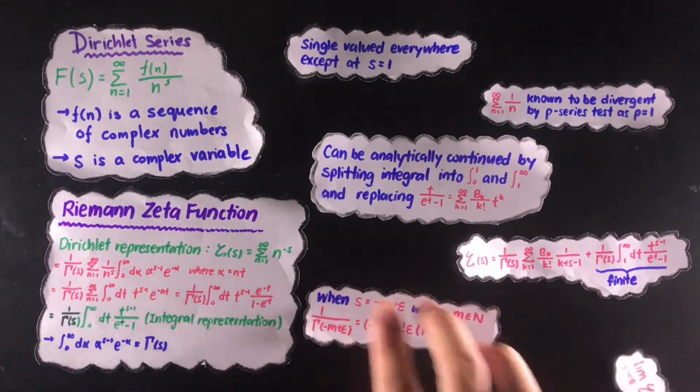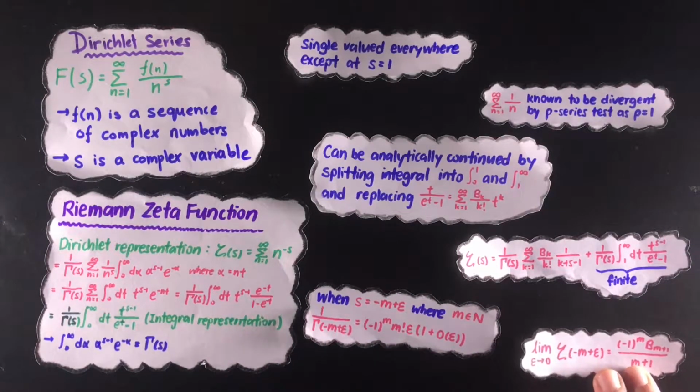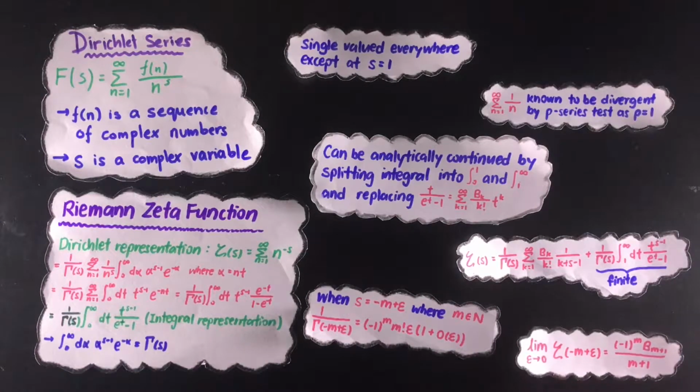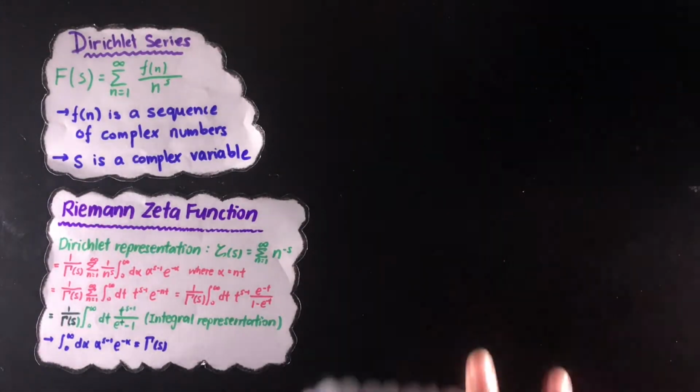Then solving in s equal to minus m plus epsilon, we get the following expansion. As the integral from 1 to infinity is finite, it vanishes as epsilon approaches 0. This leaves the following finite limit for s equal to non-positive integers, one of the many possible analytical continuations for the Riemann Zeta function under different limits.